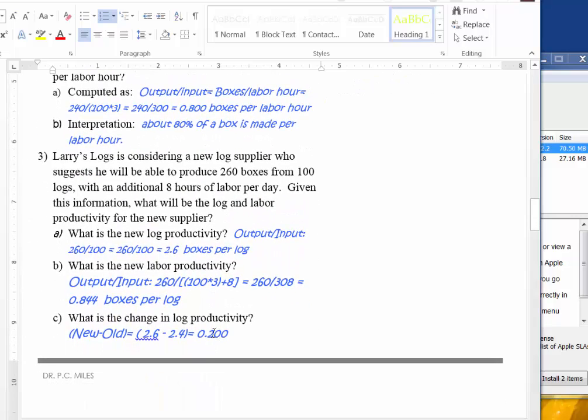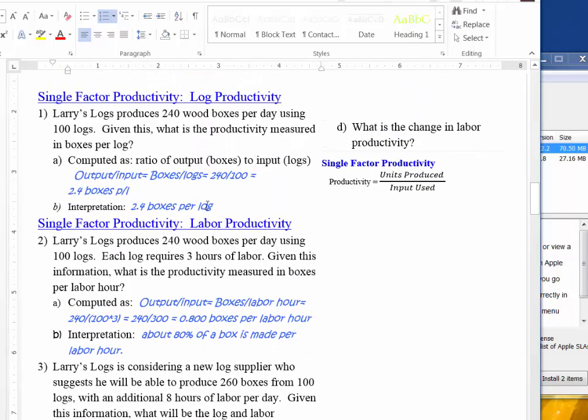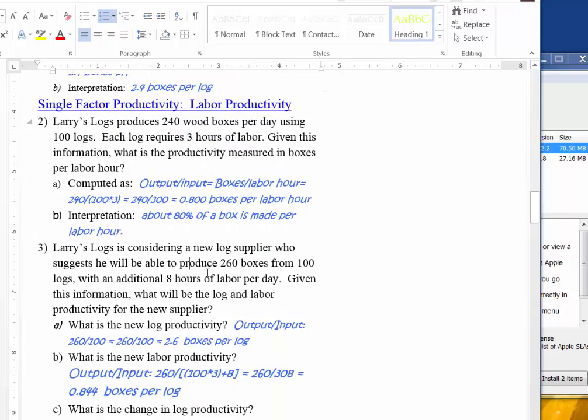Down here, Larry has a new situation. He's considering buying from a new supplier, and everything is pretty much the same except they can produce 260 boxes. So now we're doing everything the same. We've got output divided by input, but we have 260 divided by 100, so we have 2.6 boxes per log. If we go back up and compare that to right up here, we can see we have a little bit more boxes per log, 2.6 versus 2.4.